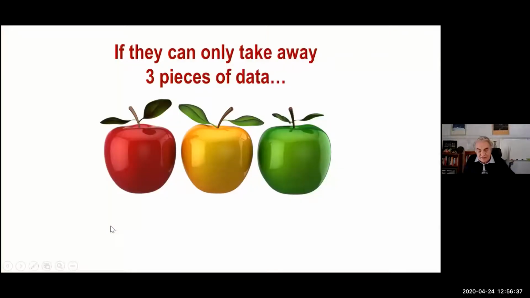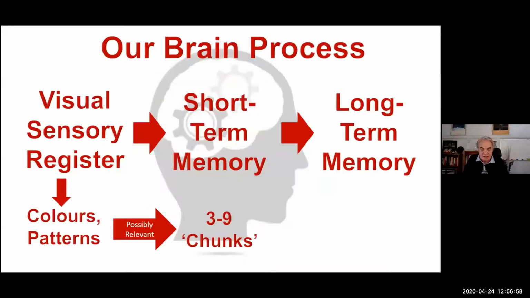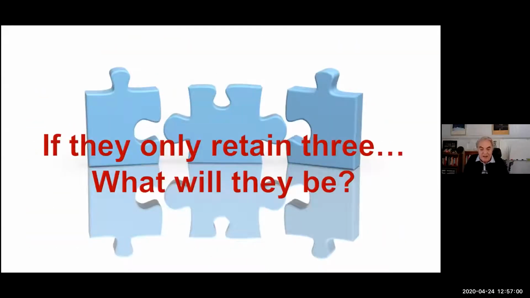But the message I want you to take away is to think: if they can only take away 3 pieces of data, please, you choose what those 3 pieces of data will be. Don't let them choose it, because they will choose ones that might be relevant to them, but are not the ones that you want them to take away. And so the main message is to remember, if they're only going to retain 3, what will they be?